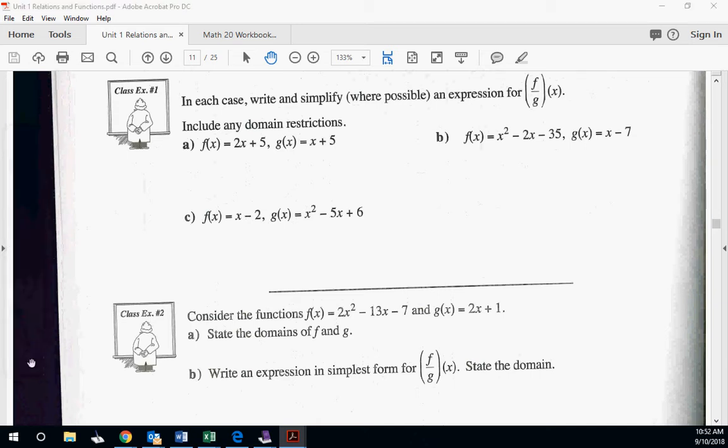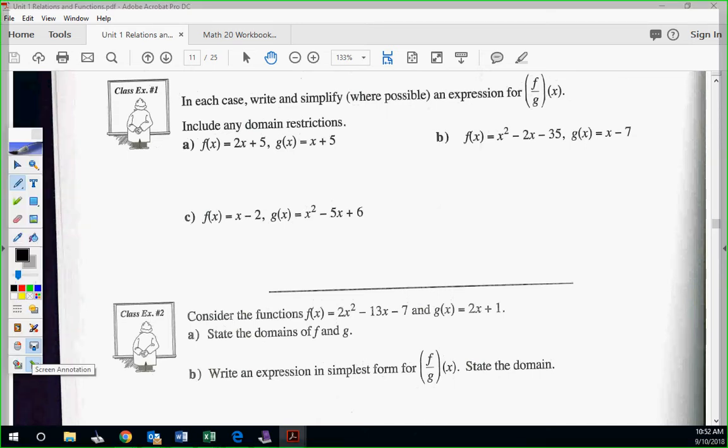Okay, let's go and look at these actual examples. In each case, write and simplify where possible the expression for f over g of x. Include any domain restrictions. So what we've got to do is, when we do our f divided by g, we have 2x plus 5 over x plus 5. So right away, what's my domain restriction? I know what it is. Negative 5. I can't have negative 5 because negative 5 gives me 0 on the bottom. That's your domain restriction. You're done with the domain now.